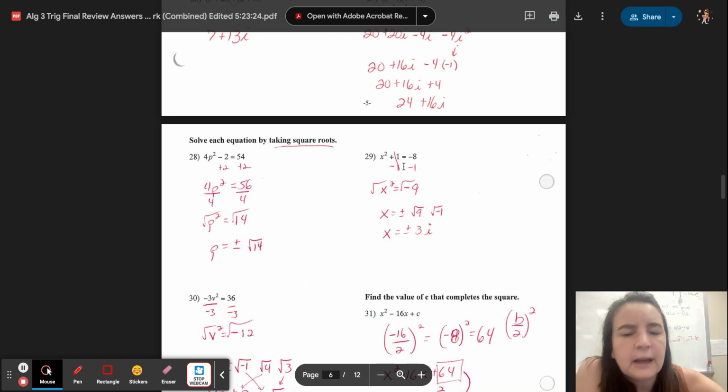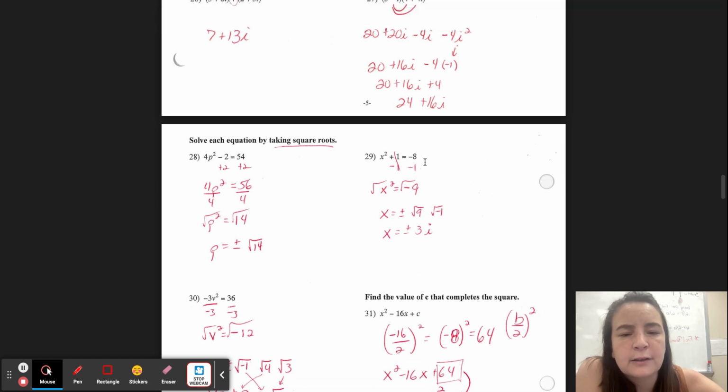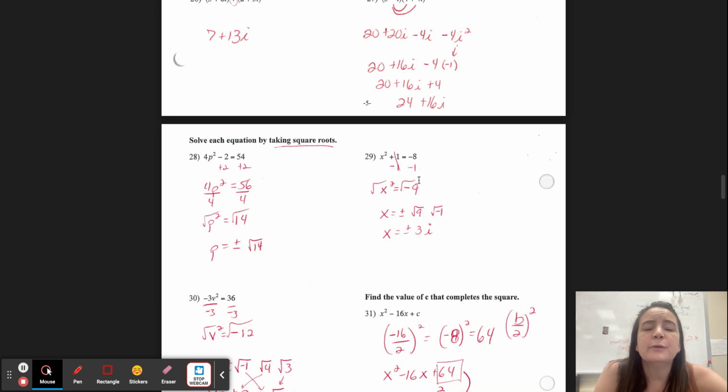For number 9, again, trying to get it by itself, so I subtracted 1. Then I took the square root. Again, don't forget the plus minus sign in front. Now, when I do this, it's -9. I can't take the square root of a negative number because no number times itself gives me a negative. But what I can do is break it apart, and we have a symbol that represents the square root of -1, which is i. Now, since I broke it apart, I can do the square root of 9, which is 3. So my answer is going to be plus or minus 3i.